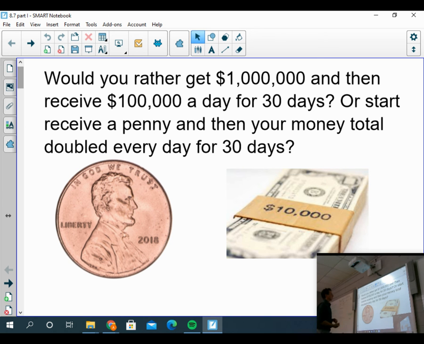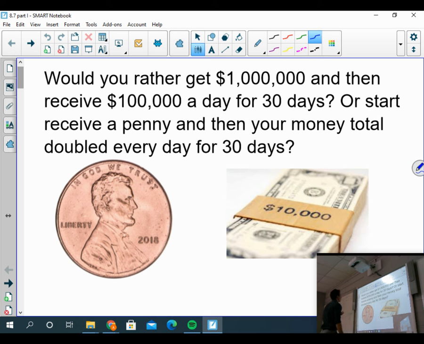What this is infamously known as is the penny problem or the lottery problem, depending on how you look at it. So what I would like you to do, pause the video and see if you can solve this on your own. Make the decision about whether you'd rather get $1 million and then receive 100,000 a day for 30 days, or receive a penny at the beginning, but then every day your money total would be doubled. So pause the video, see if you can figure it out.